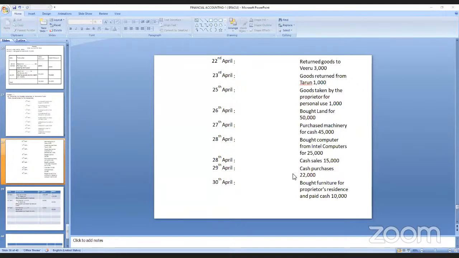Cash sales, cash account debit to sales account. Bought furniture for proprietor's residence and paid cash. Purchases account debit to furniture account. What furniture? Okay. Here, furniture account debit to cash account. Furniture account debit to cash account.